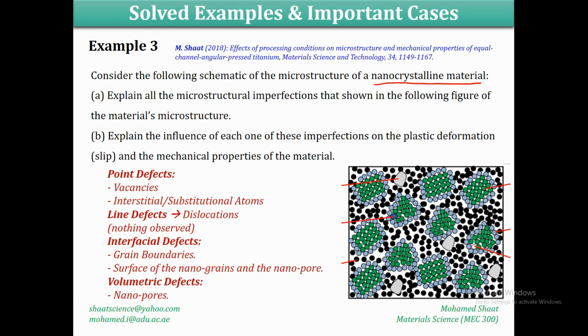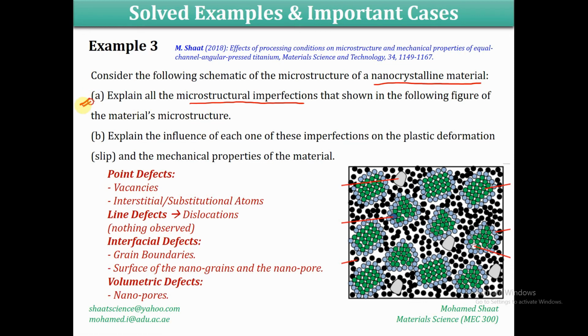But anyway, it is required here to explain all the microstructural imperfections. We discussed in chapter 4 that we have many different types of crystal defects or microstructural defects, like point defects, line defects, and interfacial defects. So in the first part, we just need to explain all of these microstructural defects that you can observe in this schematic representation of the microstructure of a nanocrystalline material, shown in figure 4 of the material microstructure.